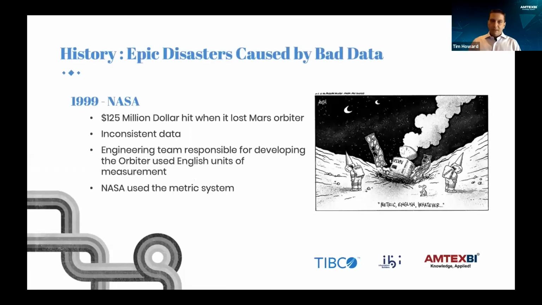One example: NASA had a $125 million hit to their Mars orbiter just because of bad data that was in their system. Obviously very expensive for them, and it looked bad from an image standpoint. These guys are known to be very, very sharp people, and to see that this can happen to anybody makes us all feel better, I think. But it just tells you the effects of it.